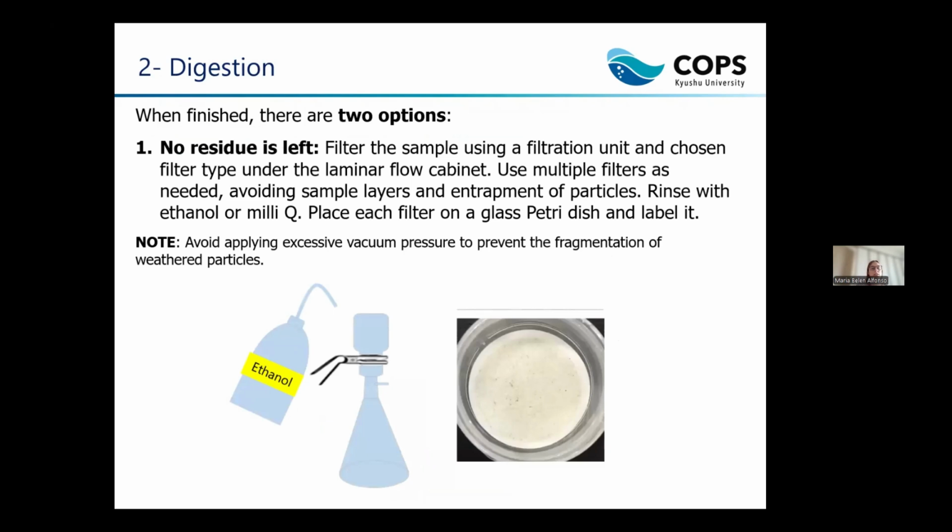When finished, there are two options. If no residue is left, that means that you can filter your sample using a filtration unit and a chosen filter type under the laminar flow cabinet. You can use multiple filters as needed. This is to avoid the sample layers forming in one filter and the particles being trapped between layers. So please always try to keep the volume reduced.